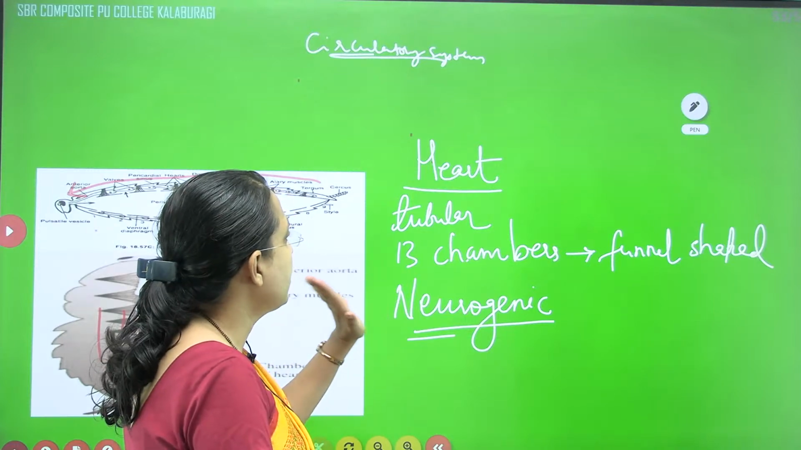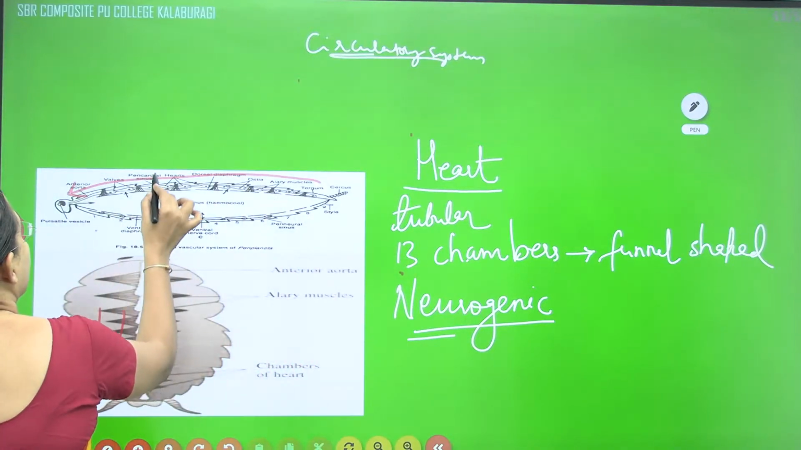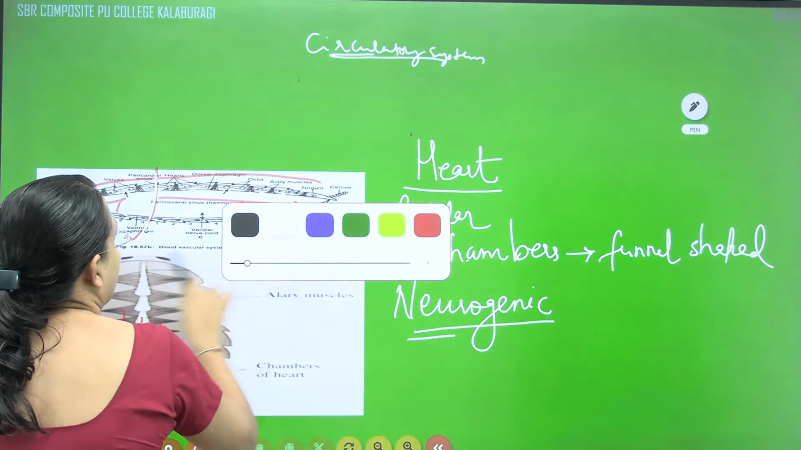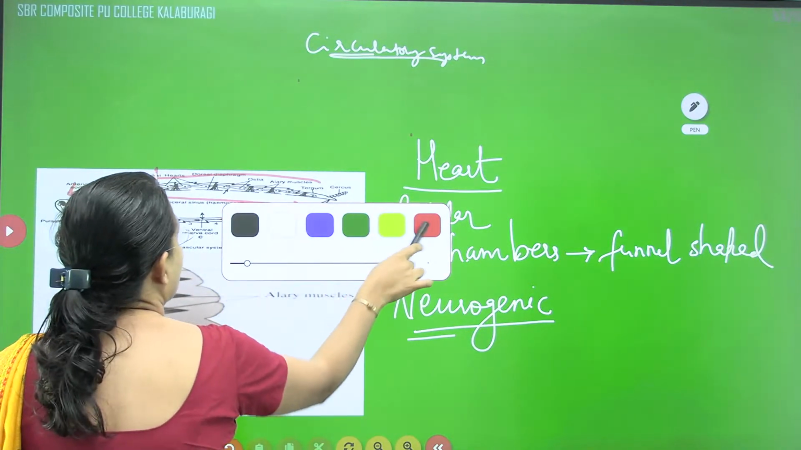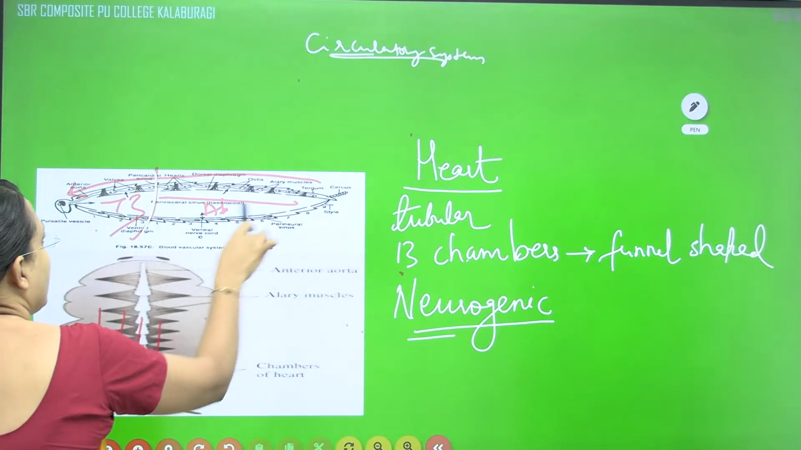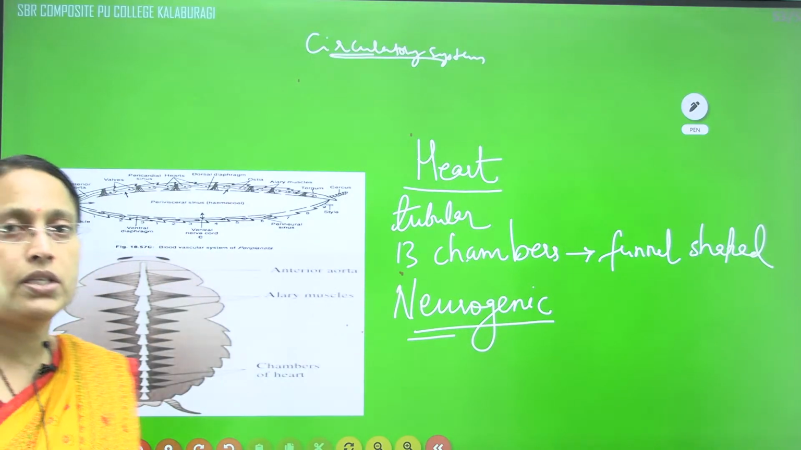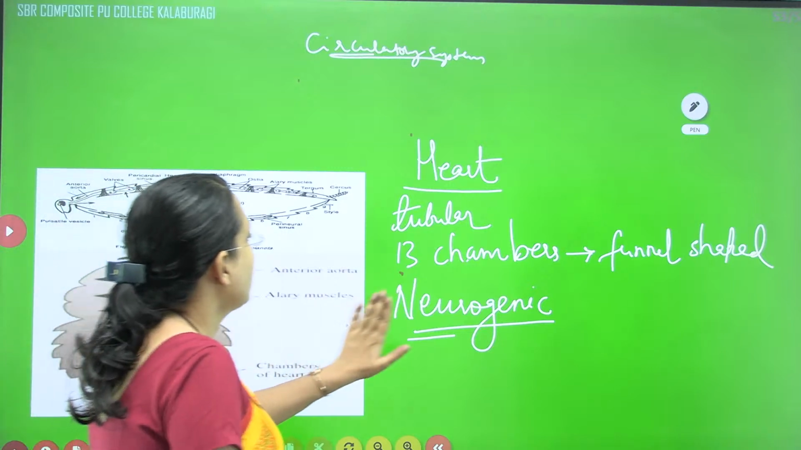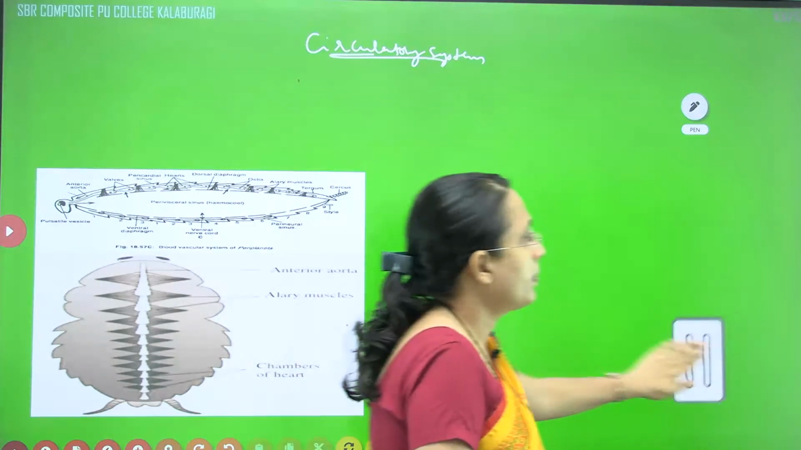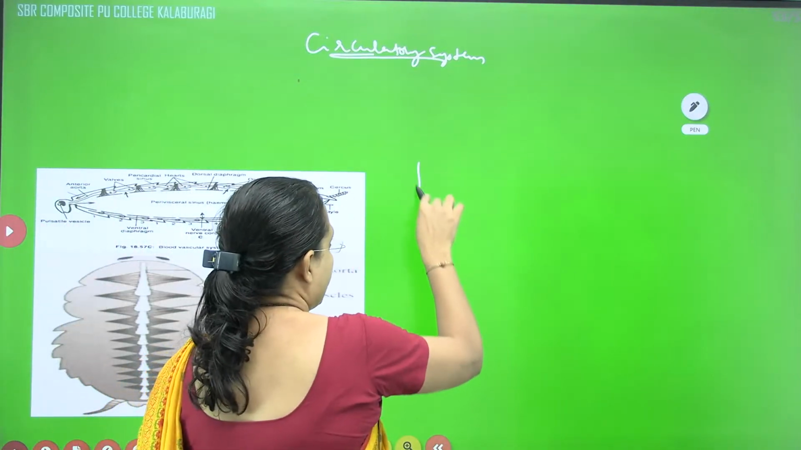Okay, out of these, 3 of them will be present in the thoracic region, and the remaining 10 are going to be present in the abdominal region here. So 3 here and 10 here. So these are the chambers. Okay, next. Next is the hemocoel, that is the body cavity.